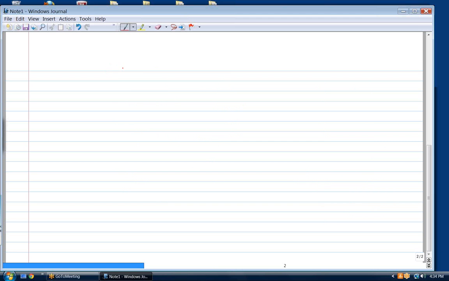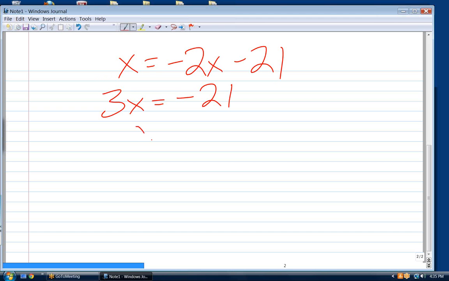You get x equals negative 2x minus 21. So I add 2x to both sides, and you get 3x equals negative 21. Divide both sides by 3. You get x equals negative 7.